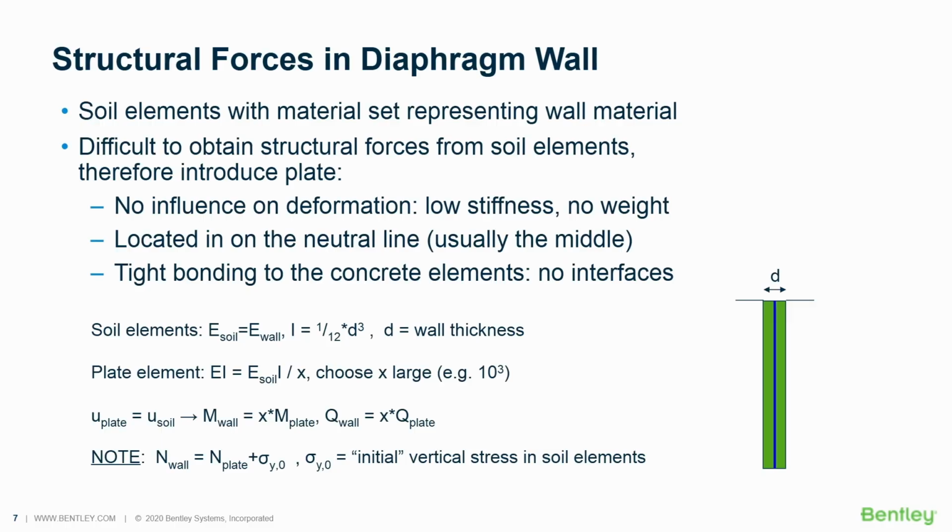So here the soil elements, as I mentioned, are being modeled using a material representing the wall material. Usually here it is concrete in almost all cases. And as I said, because it is difficult to obtain the structural forces, we will introduce these dummy plates. So these dummy plates should not have any influence on the deformation. So they should have a low stiffness and they should have no weight. They should be located along the neutral axis. And we should also offer a tight bonding to the concrete element. So there should not be any interfaces around this dummy plate.